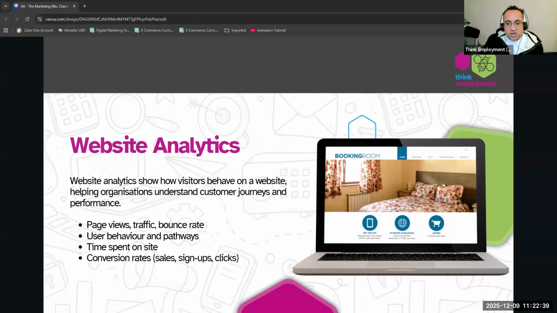This data supports decisions on design, content, and marketing direction. So you'll get time spent on the site, conversion rate, sales, signups, clicks, and so on. And these decisions you would make based on customer behavior on your website, okay? And that's website analytics for you.